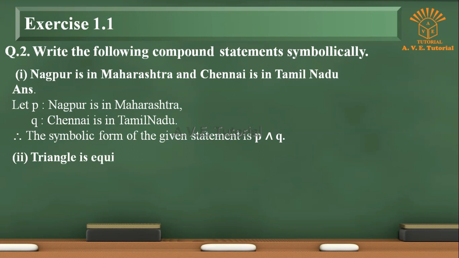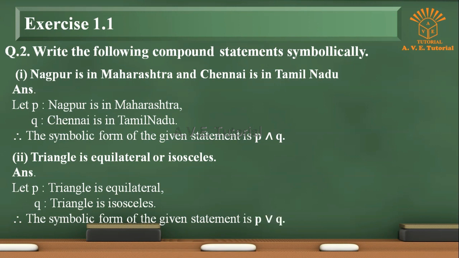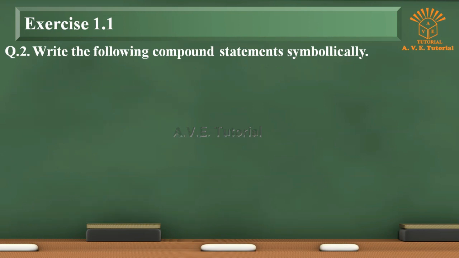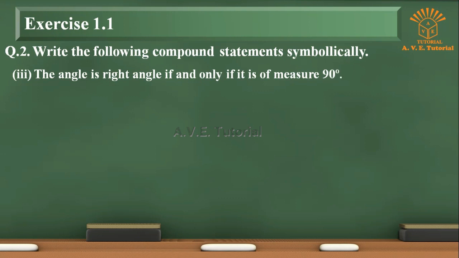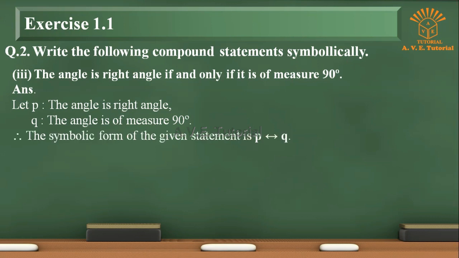Second, triangle is equilateral or isosceles. Answer. Let statement P be, triangle is equilateral. Statement Q, triangle is isosceles. Therefore, the symbolic form of the given statement is P disjunction Q. Third, the angle is right angle if and only if it is of measure 90 degree. Answer. Let statement P be, the angle is right angle. Statement Q be, the angle is of measure 90 degree. Therefore, the symbolic form of the given statement is P biconditional Q.